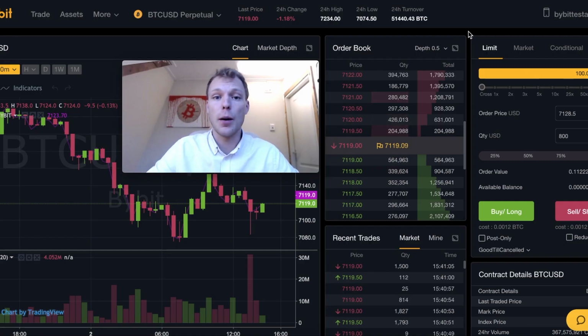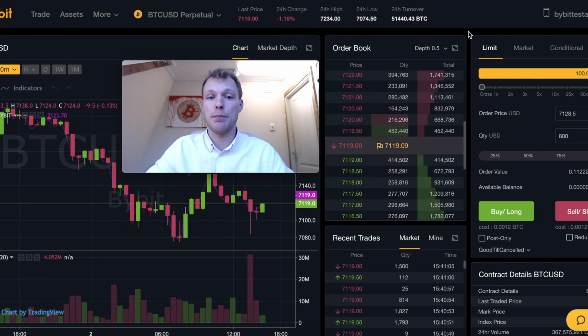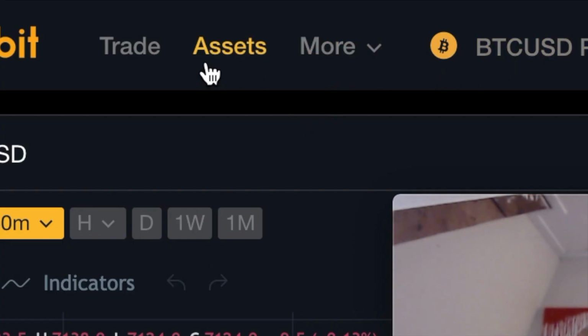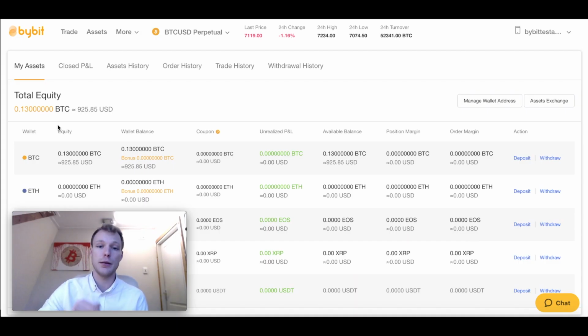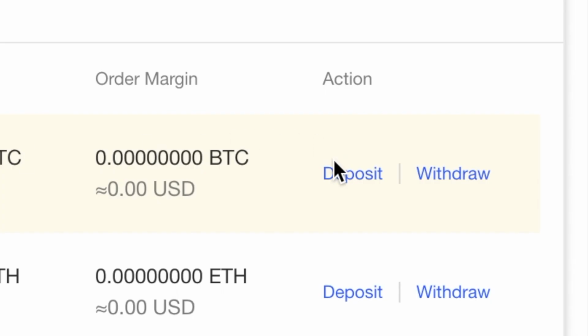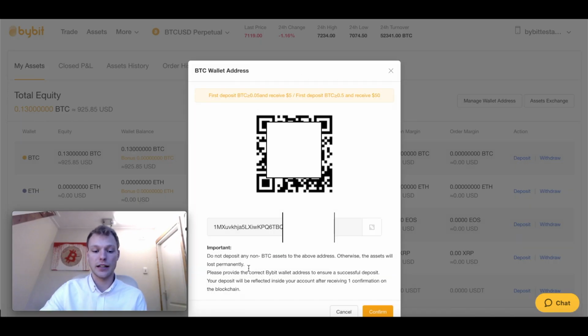To register on Bybit, you will only need an email and a password, and if you want to deposit your Bitcoin, you go here to Assets. So this is the asset page, and here you can see I already have 0.13 Bitcoin in my account, but if you want to deposit Bitcoin, you go here to the right at deposit, and here you can deposit Bitcoin to that address.